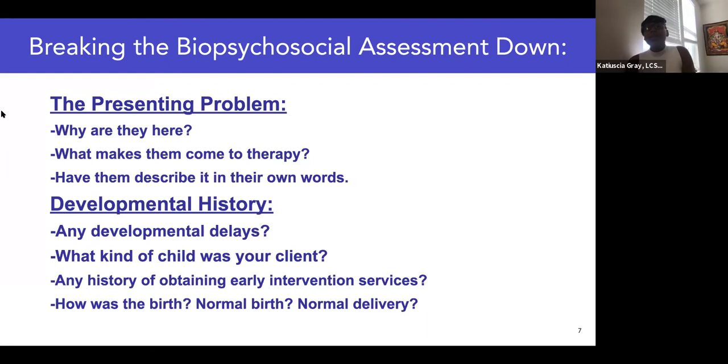Okay, so let's now start breaking down the psychosocial assessment. We're going to start off with the presenting problem. Why are they here? What makes them come to therapy? Have them describe it in their own words. Have them describe it in their own layman's words.